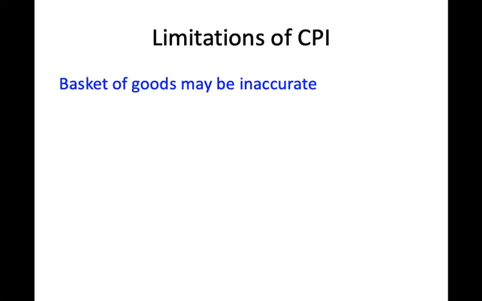So I want to take a moment to talk about the limitations of CPI, and I alluded to it briefly before when I talked about the household and the basket of goods. Let's take a deeper dive into that commentary now. One, the basket of goods may be inaccurate. How could a basket of goods be inaccurate? Well, one, there may be differences in habits of lifestyle.